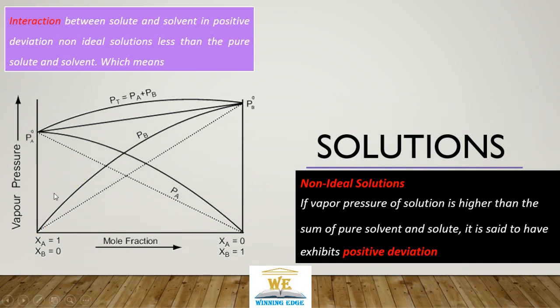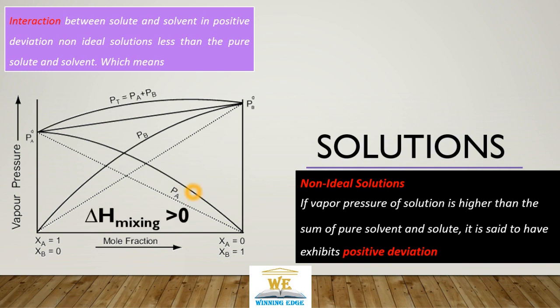These are the individual behaviors. These are, we can say, their total. This is the total vapor pressure. This is the individual component solvent and solute vapor pressure at any point or at any mole fraction. Here, this much vapor pressure is contributed by the solvent, and this much by the solute.